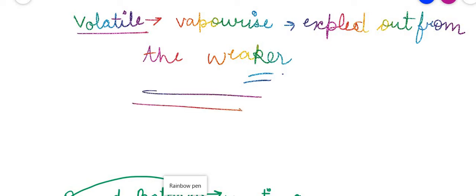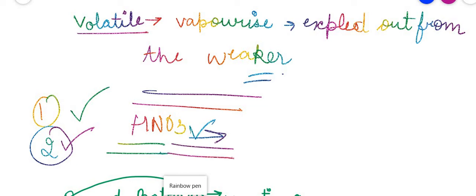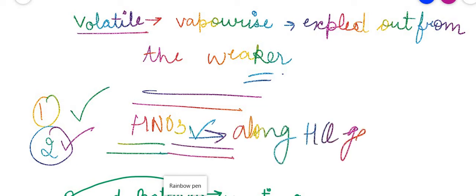So the first question is why we are using a round bottom flask, because it can take a high temperature. The second question is why we are not using HNO3, because HNO3 is a volatile liquid. It will be expelled out along with the HCl gas that is formed, and go outside. Clear?